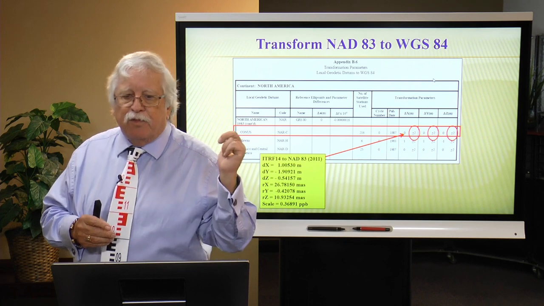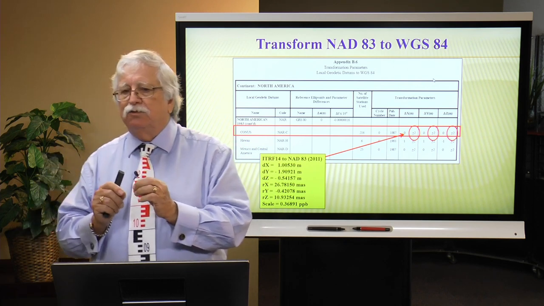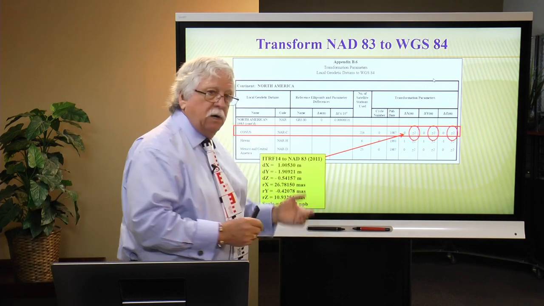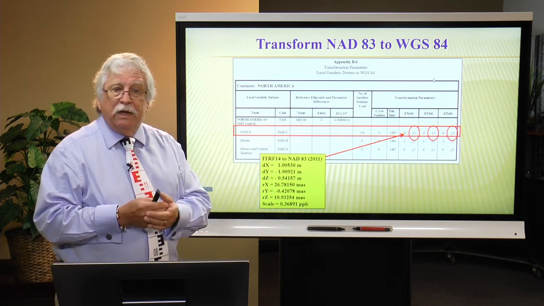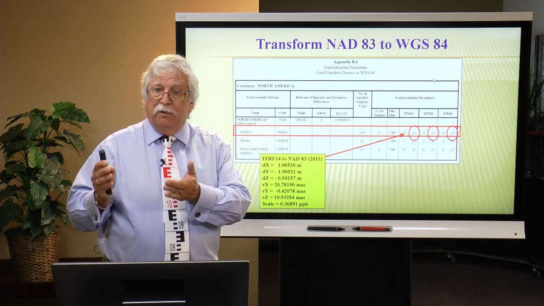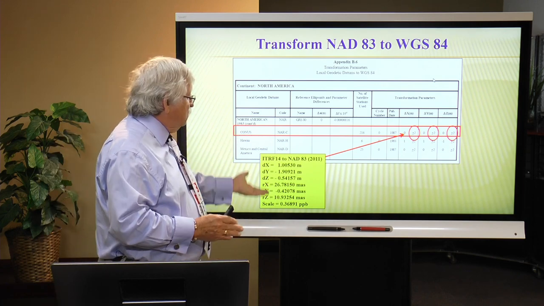What I've captured for this particular slide is the actual transformation that the National Geodetic Survey uses between NAD 83 2011, our most current realization, and the ITRF of 2014, which the current realization of WGS 84 is aligned to. And here are the actual transformations.